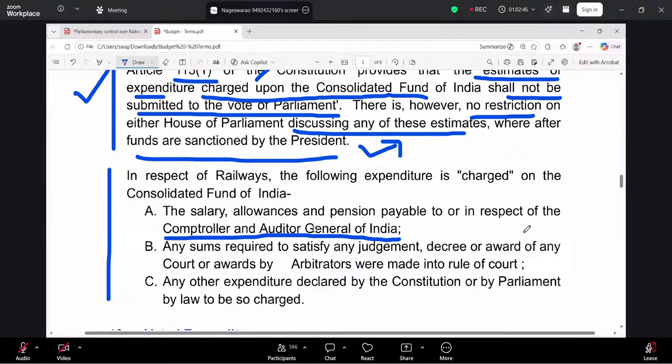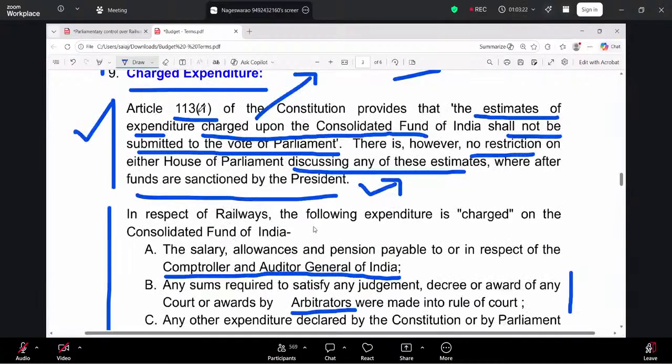Or any amount paid to satisfy any judgment or decree or award of court or award by the arbitrators. Here also one ambiguity is there. Because as per the Arbitration and Conciliation Act, the railway arbitrators' amounts also come under charged expenditure. But on the railway side, there is no such rule. Railway Board, no rule. Here as of now, only courts, not by railways.